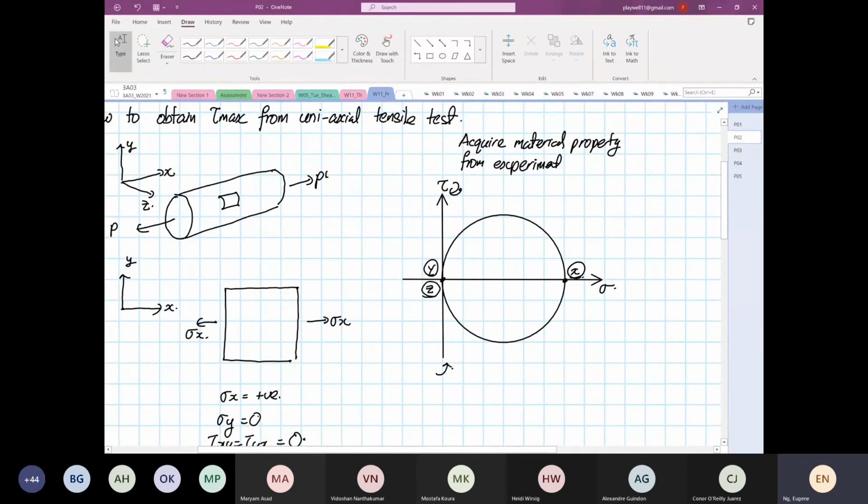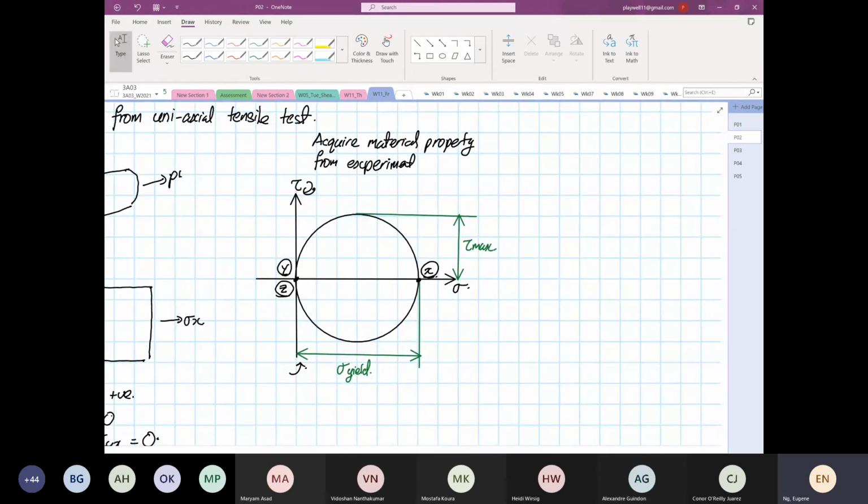Now I want you all to watch this and think about this. So this distance over here is our stress yield. And over here is tau max. Can anyone make a relationship between the yield and the tau max for me, please? Anyone? By looking at this diagram. Remember, this is material behavior. Yes, tau max is half the yield.